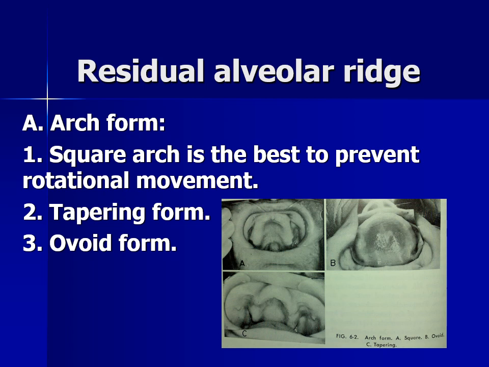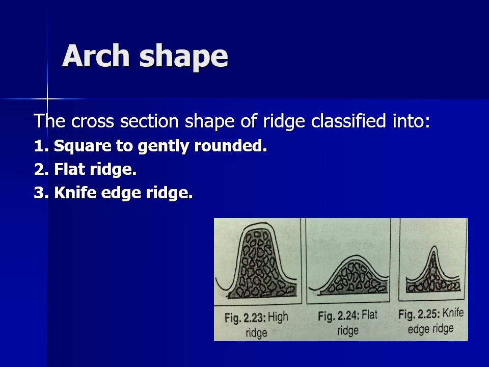Well, regarding the residual alveolar ridge, we have the arch form. You look for the arch. It may be square, tapering, or ovoid. The most favorable arch form is the square because it will resist rotational movement, and then the tapering, and then the ovoid. Well, the cross section of the ridge is classified into square to gently rounded, which is the most favorable, and then the flat ridge and the knife edge ridge, which is unfavorable.